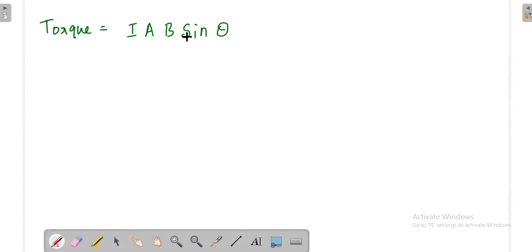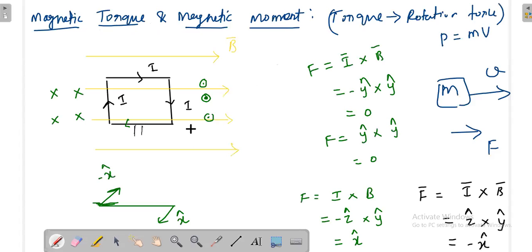What is sine theta? Some new factor comes in. Theta is the angle between B bar and n cap. N cap means the surface vector. What is the surface? That loop is your surface. What is the surface vector to that loop? This is your surface vector. What is the surface vector to this loop? Anybody?